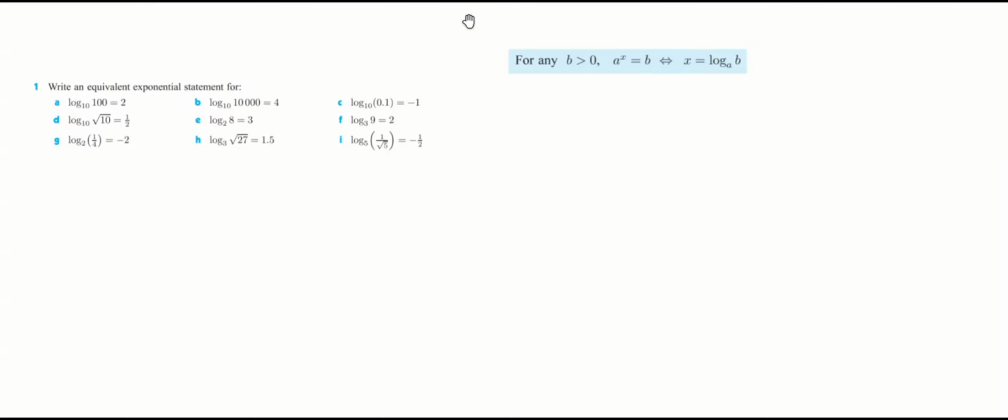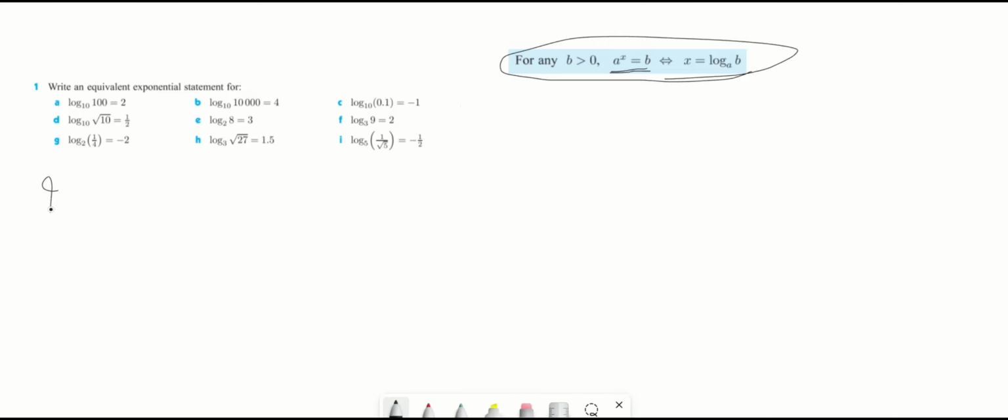So question one, write an equivalent exponential statement for, and then it gives us multiple different equations with logarithms with different bases. Awesome. So I have the formula for logarithm base a here. We can just look at how they line up. Since they're already in the log format, they're going to want us to bring it back to this format over here, which is a to the power of x equals b. And it isn't too hard to do.